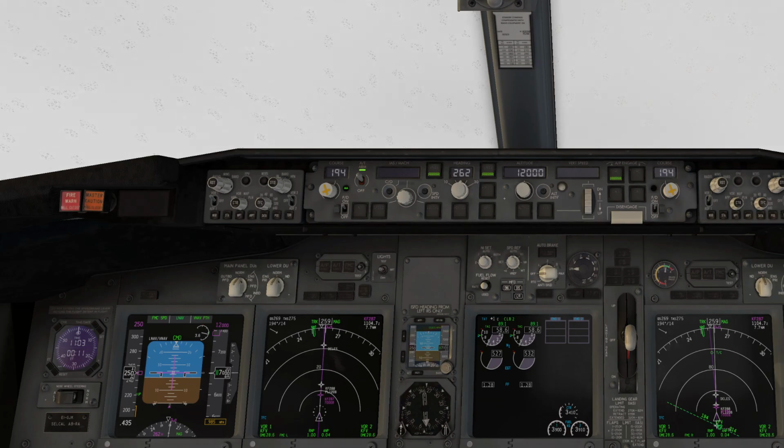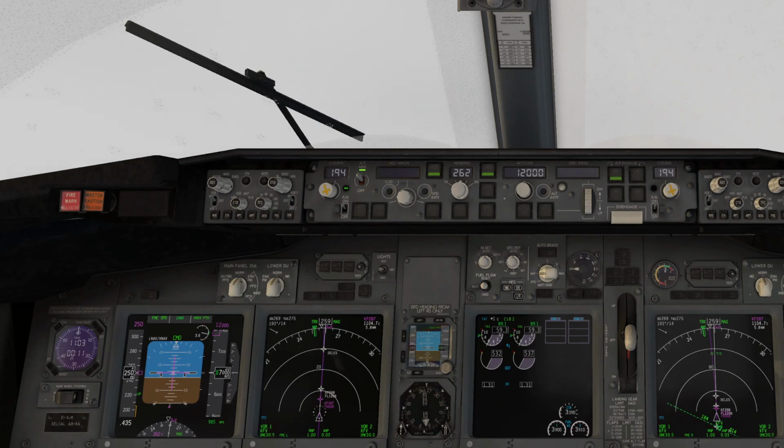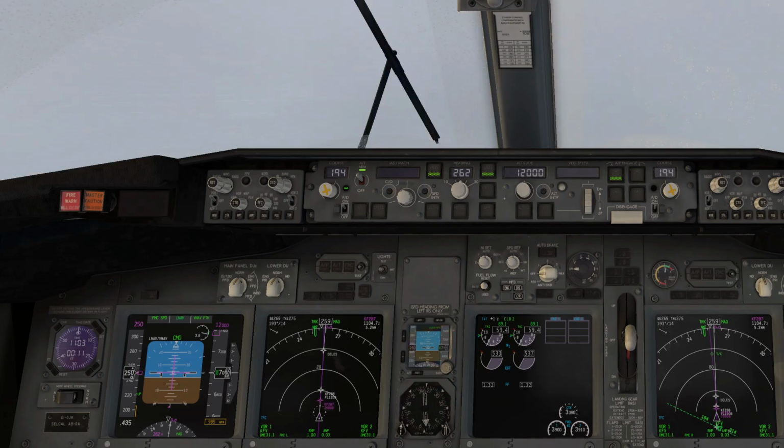So outside temperature +1, still raining. 5 nautical miles to go, and then we start climbing again. 5 nautical miles.